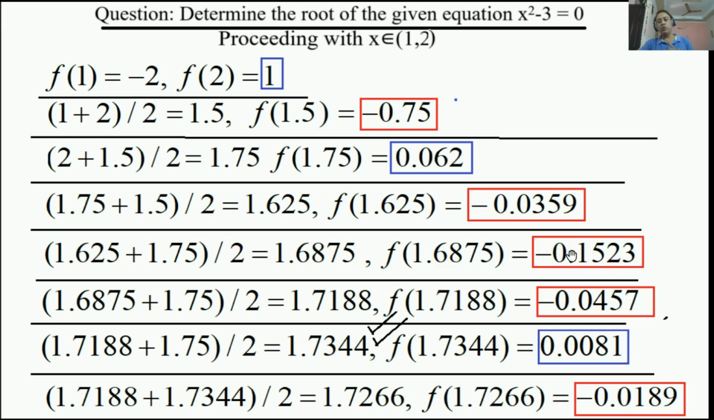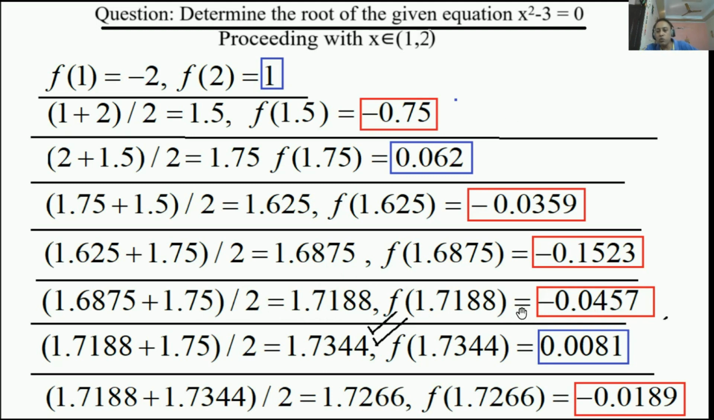Okay, so again I am going closer towards 0. Now the closest number to this 1.6875 for which f(x) is positive is 1.75. So taking the average of these two, (1.6875 plus 1.75) upon 2 equals 1.7188. So f(1.7188) equals minus 0.0457.